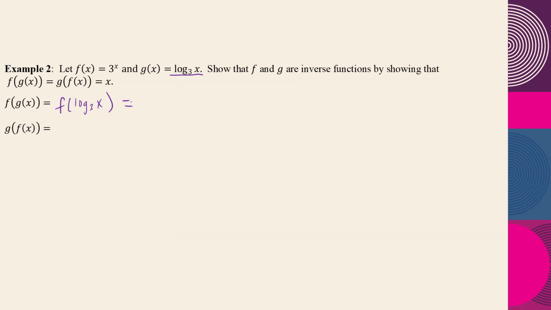Okay. So that means where x is in f of x, it becomes log base 3 of x. So now we have 3 to the log base 3 of x. Our properties state that if the base of the log and the base of the exponential are the same, they cancel each other out, and we're left with just x.